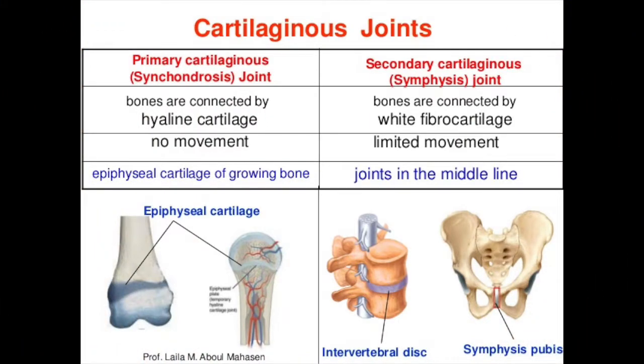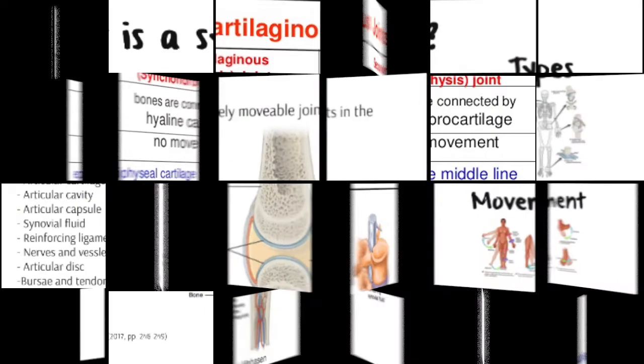Cartilaginous joints. The bones are connected by a hyaline cartilage, as in costal cartilage that joins the ribs to the sternum, or fibrocartilage, as in the vertebral disc. Cartilaginous joints tend to be slightly movable.